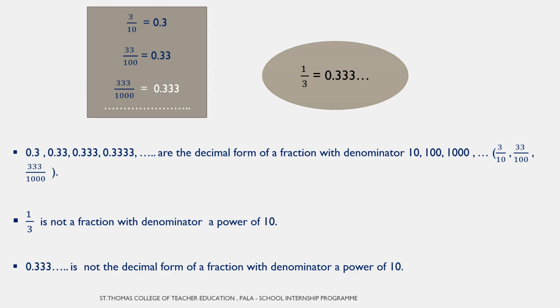First, do you remember the first stage? You all said that we cannot represent 1 by 3 as a decimal form. But now we found a method to find or to represent any fraction in decimal form by using a particular method.